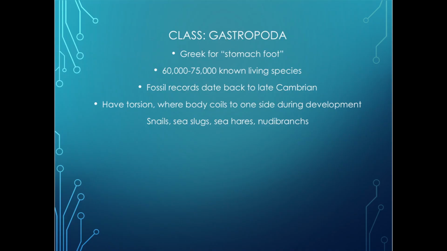Alrighty. So the next one is going to be your gastropods, or your gastropoda. So your gastropods, it's Greek for stomach foot. So their stomach and their foot are all kind of one entity. There are 60,000 to 75,000 known living species. They have torsion, which is where the body coils to one side during development. So these are going to be your snails, your sea slugs, your sea hares, and your nudibranchs. So go ahead, kind of talk about this a little bit.